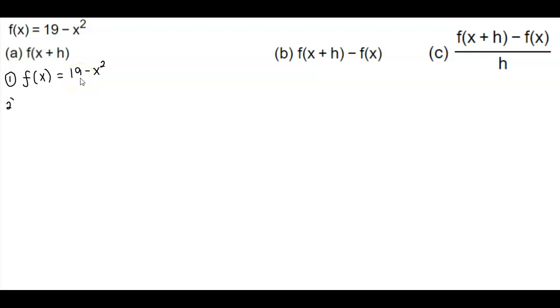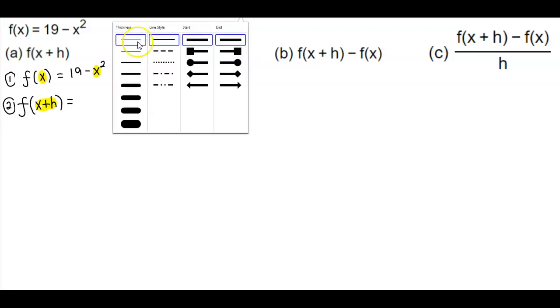So for part A, we want to find f of x plus h, where x plus h is going to represent the input. So the input meaning the following, right? We know that the input on this function is x. So that means we have 19 minus x squared. So now x plus h is going to become the input for that function. So let's go ahead and do that.